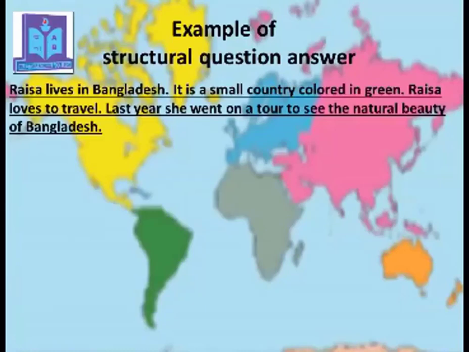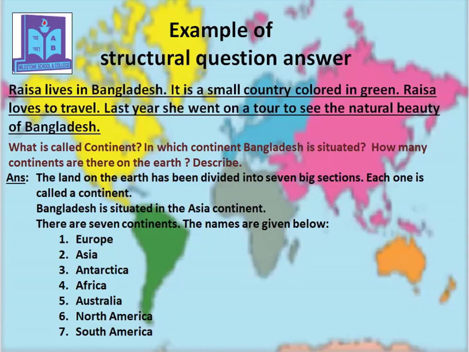Raisa lives in Bangladesh. It is a small country colored in green. Raisa loves to travel. Last year, she went on a tour to see the natural beauty of Bangladesh. Now see, on the basis of this stem, some question may come about Bangladesh and other things also which is related to our chapter. Look at here. What is called continent? In which continent Bangladesh is situated? How many continents are there on the earth? Describe.